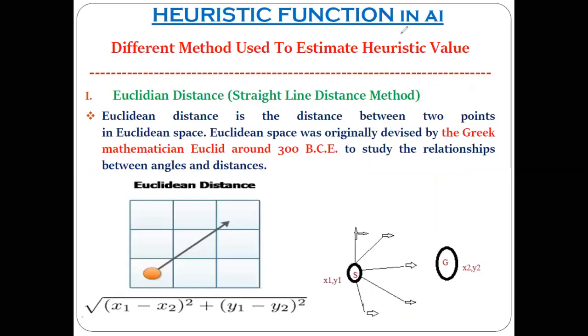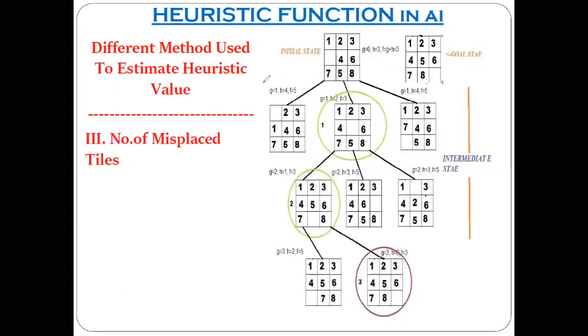And using this heuristic value, our AI agent is trying to reach the goal node. Yes or no? Like in this example, the AI agent has utilized the heuristic value with the help of which method? Manhattan or the number of misplaced tiles method. These things we already discussed last time. If the initial state gets explored into these three states, then the AI agent will compare this state with our goal state. From that, he will get the value of H, correct?